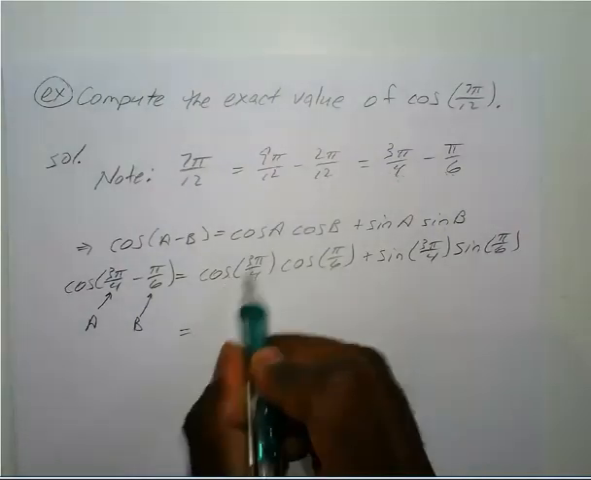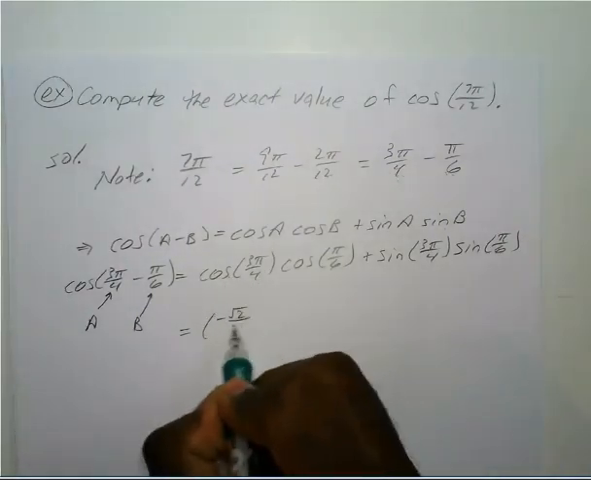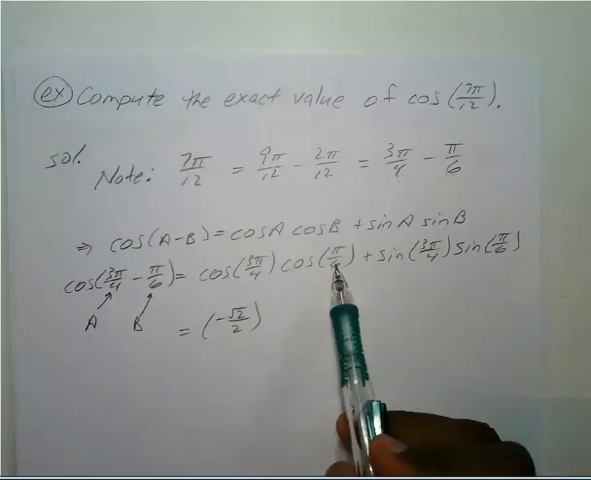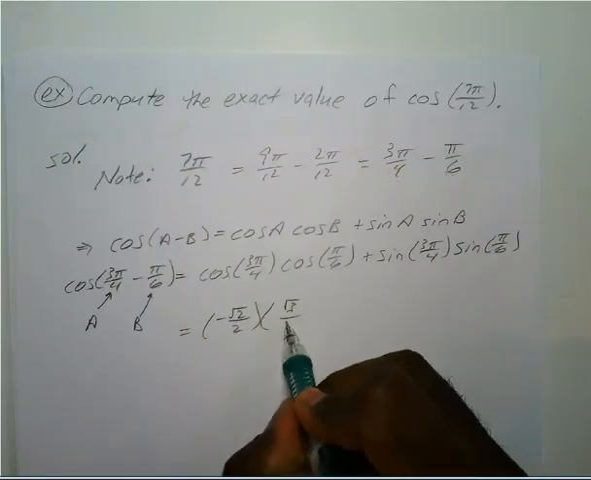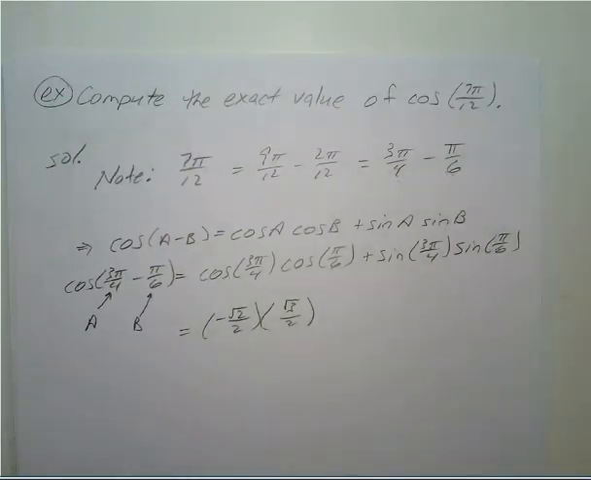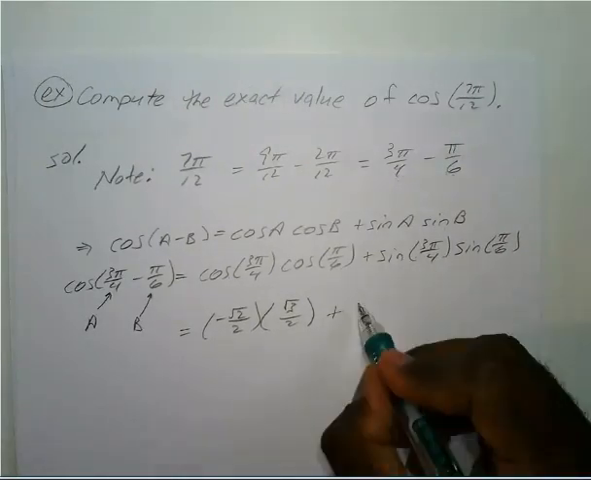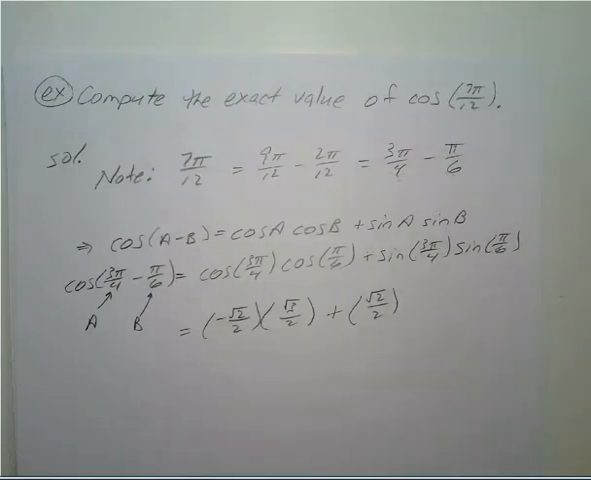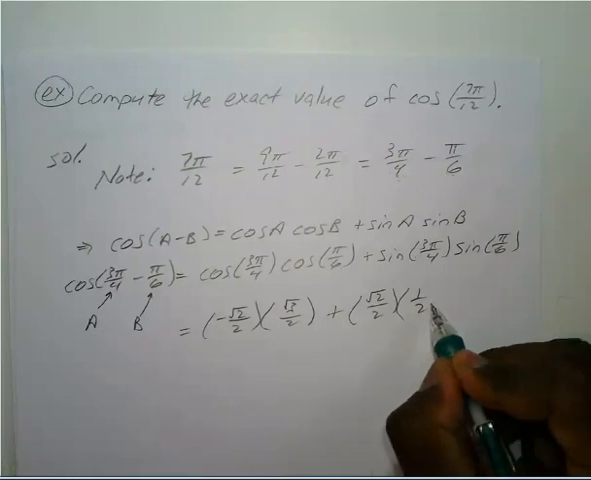We know cosine of 3 pi over 4 is negative square root of 2 over 2. Cosine of pi over 6 is square root of 3 over 2. Plus sine of 3 pi over 4 is square root of 2 over 2, and sine of pi over 6 is 1/2.